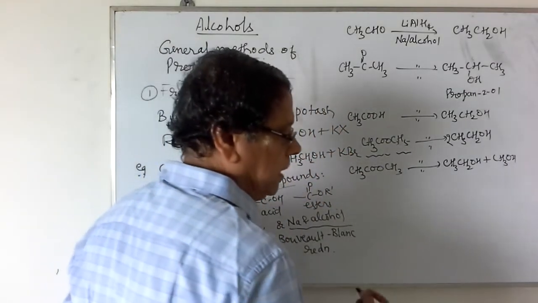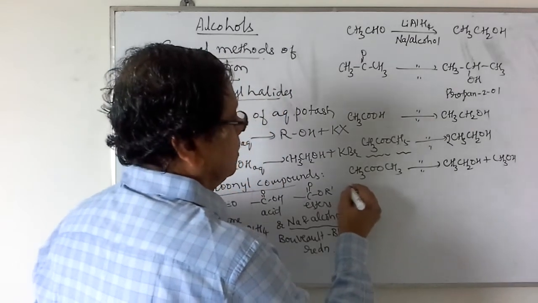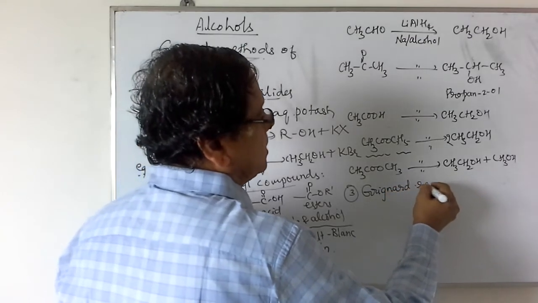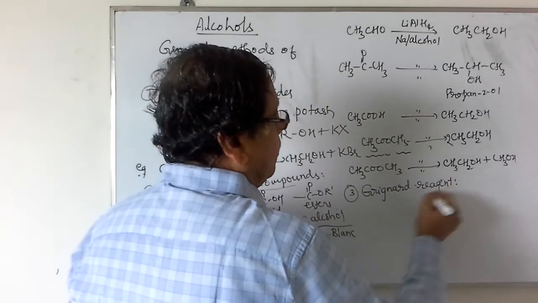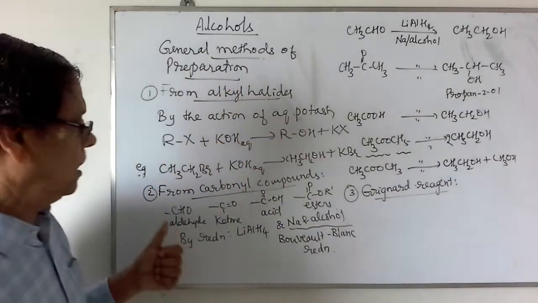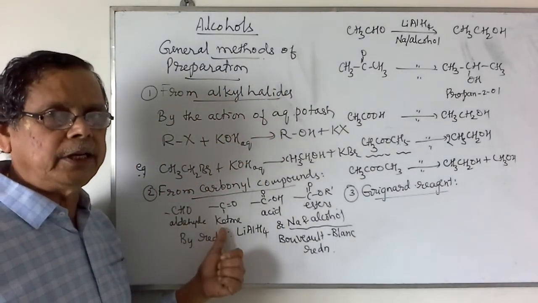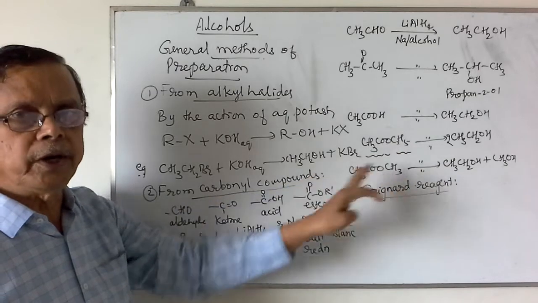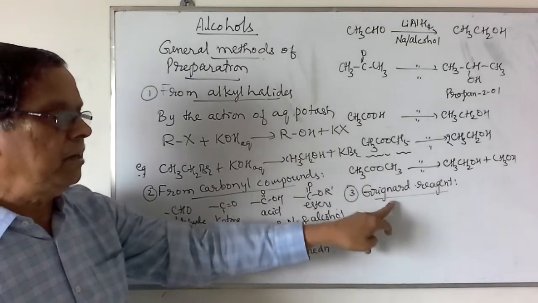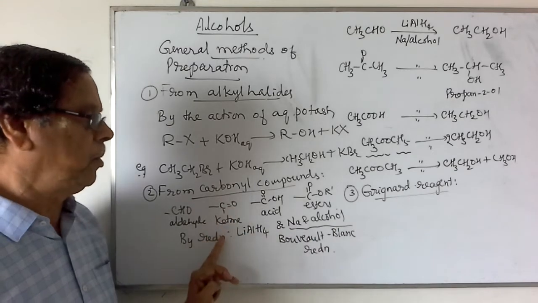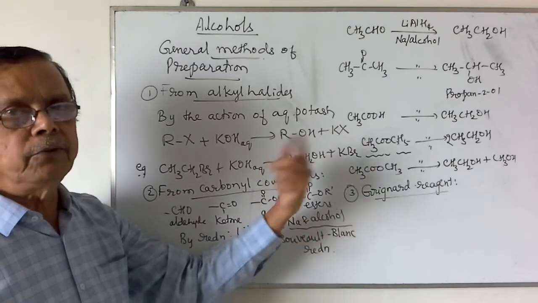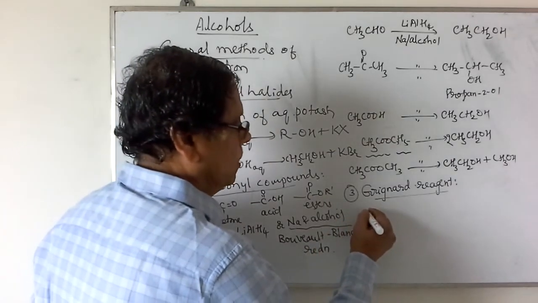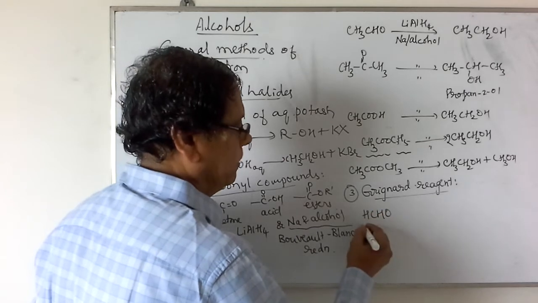Coming to the third method, we can use Grignard reagents. When this Grignard reagent is treated with an aldehyde or a ketone or an acid or an ester, etc., again they will give rise to corresponding alcohols. Here we have to carry out the reaction in two steps. First we have to treat the carbonyl compound with Grignard reagent. Then we have to subject it to hydrolysis. I will give one example for each of that. First, if you start with formaldehyde.